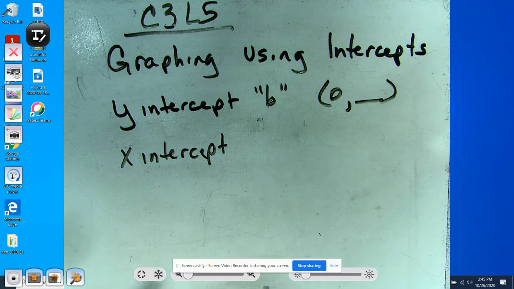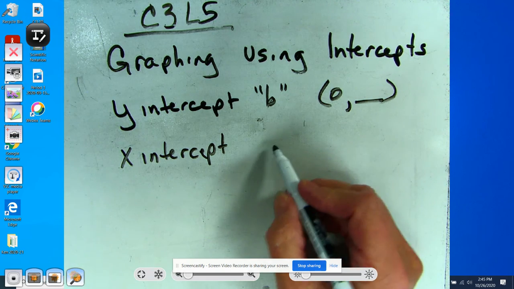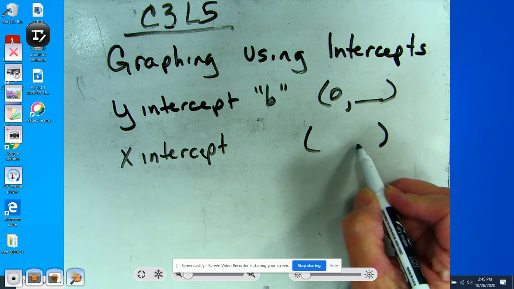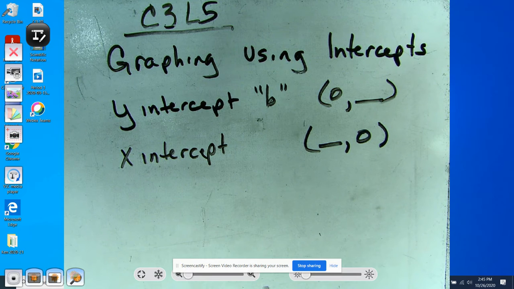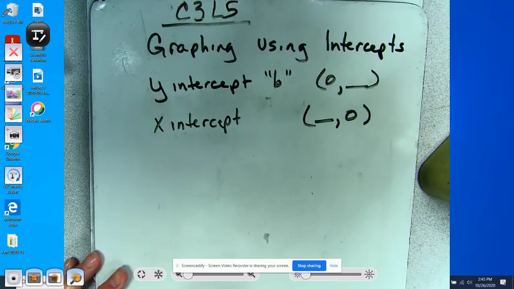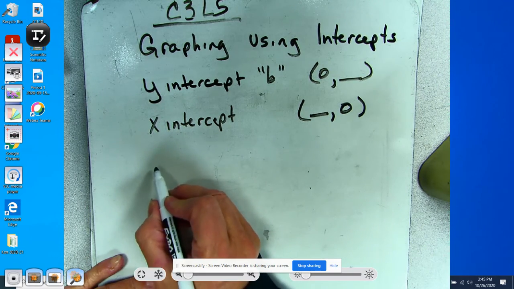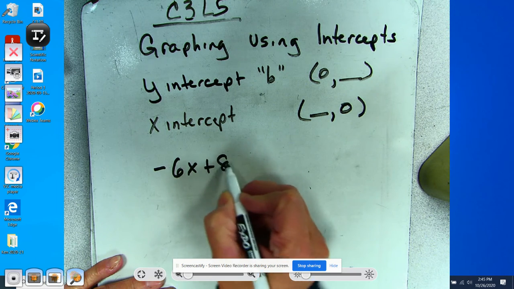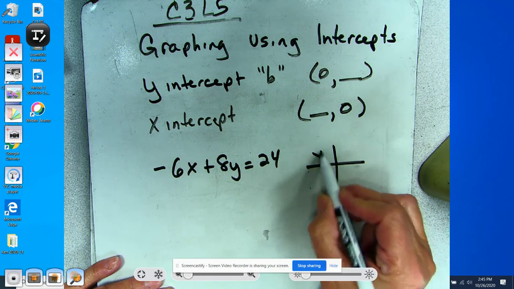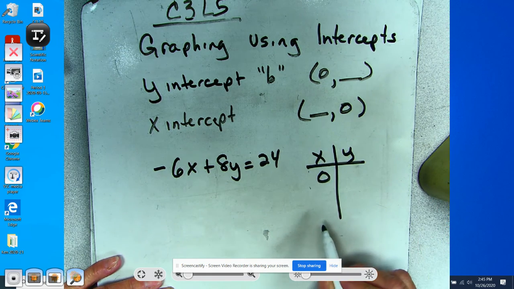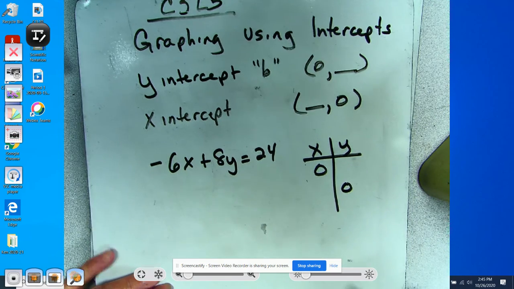So if the y-intercept is the value of y when x equals 0, then the x-intercept is going to be the value of x when y equals 0. So you're just going to be given equations, and you're going to plug in 0 for x and solve for y, then plug in 0 for y and solve for x. So for instance, if I give you the equation negative 6x plus 8y equals 24, you're going to solve this equation twice. Once you're going to make x equal 0. The second time you're going to make y equal 0.